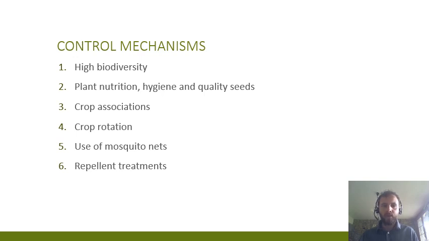So today we will firstly talk about biodiversity and how biodiversity helps us to control pests and disease. We will then talk about plant nutrition, hygiene, and seed quality. Then crop association, crop rotation, the use of mosquito nets, and then repellent treatment, so to say biopesticide, that we can use once the pest is established.